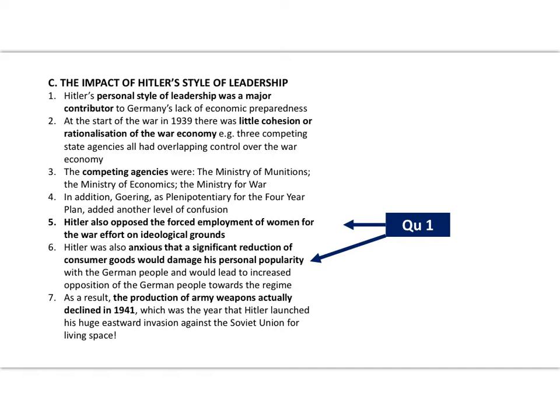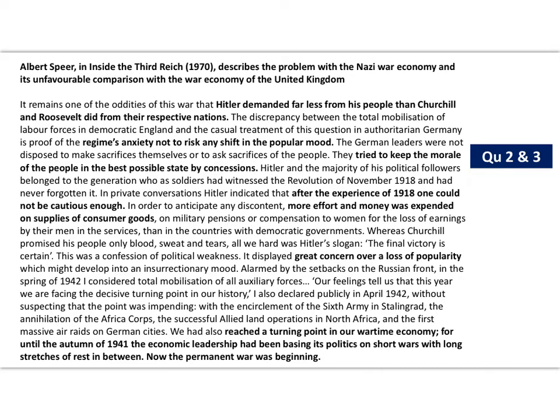The other point, which is very much from the source, so just going to the actual source itself, lots of key points in here. Albert Speer wrote his memoirs called Inside the Third Reich, published in 1970. I've highlighted some of the key points from that particular extract of his memoirs. And this is where he talks about Hitler's chronic reluctance to make economic decisions that would damage his own personal popularity.